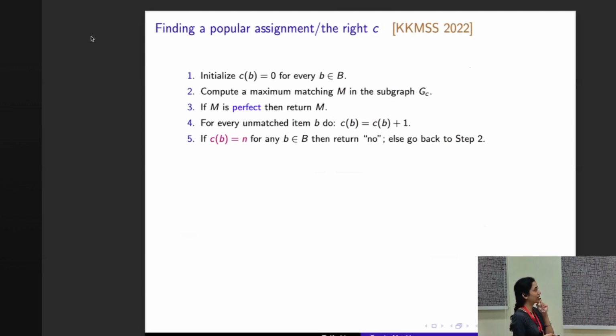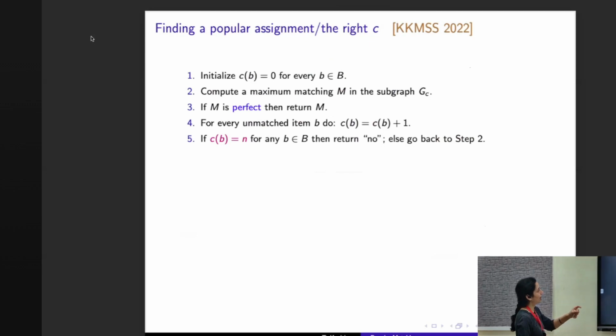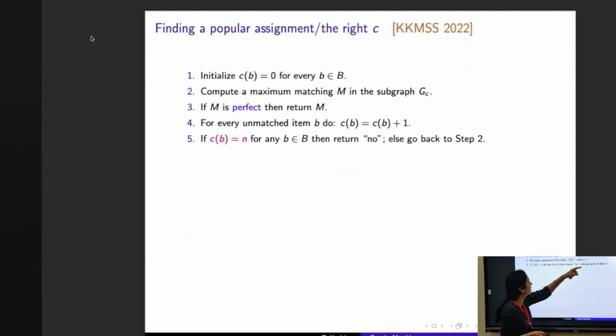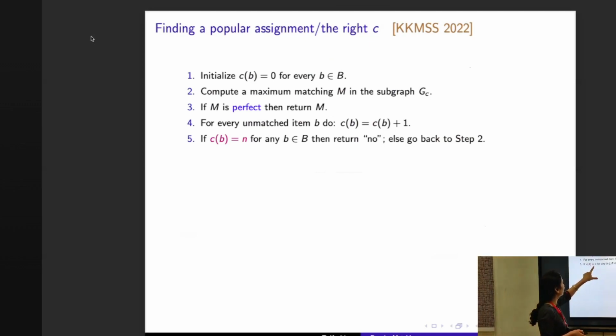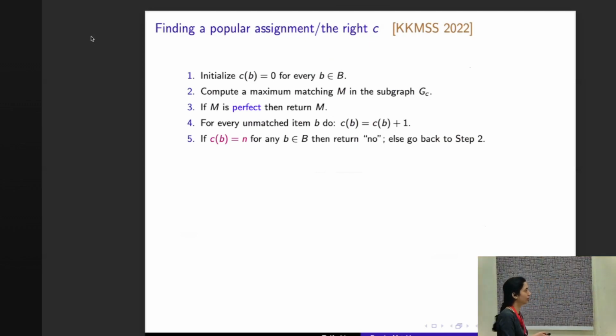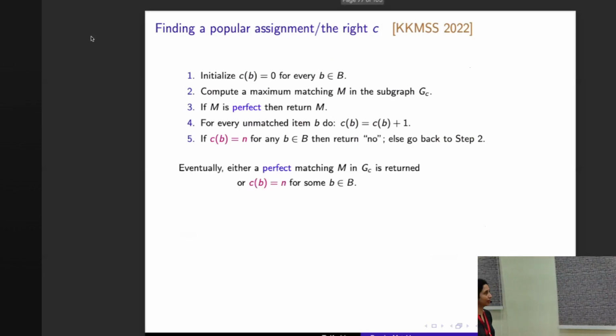Again look to find a maximum matching in the subgraph. If the maximum matching is perfect, the story ends happily, return M. If it is not perfect, there are some unmatched items, increase their color, check if any color has exceeded the allowed range. If it has exceeded, the answer is no. If it has not exceeded, go back to step 2. So in fact, it is a rather simple algorithm.